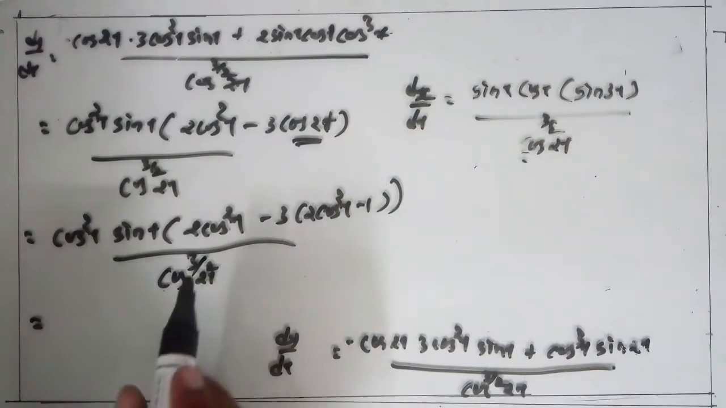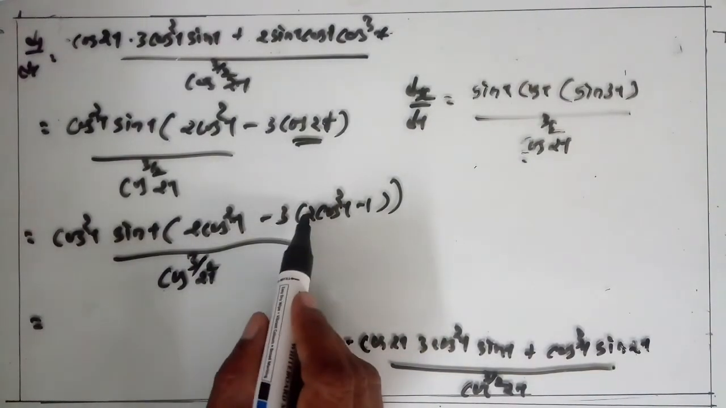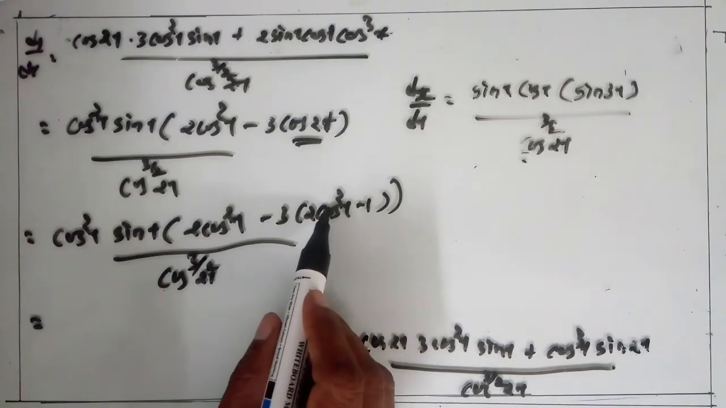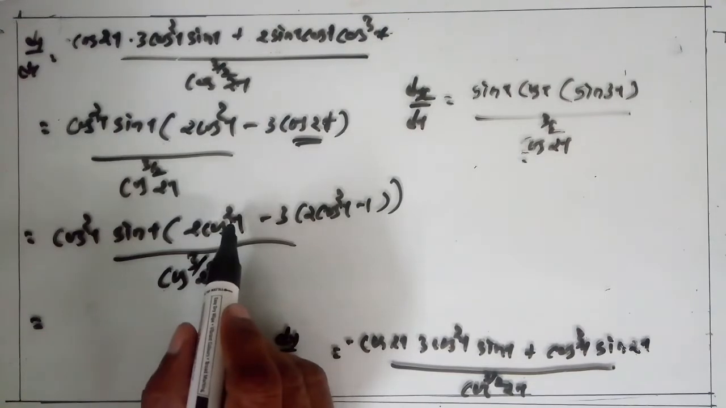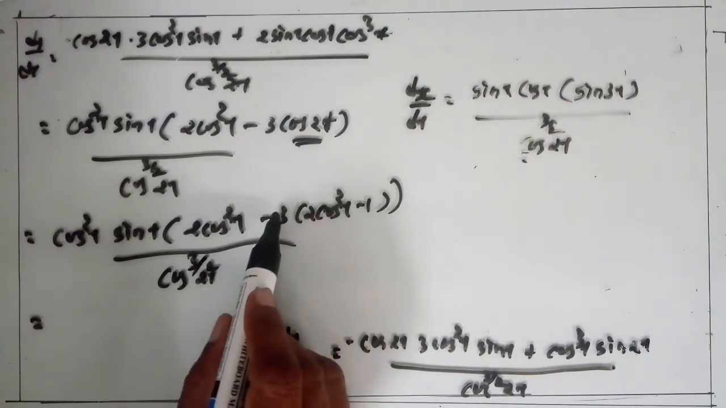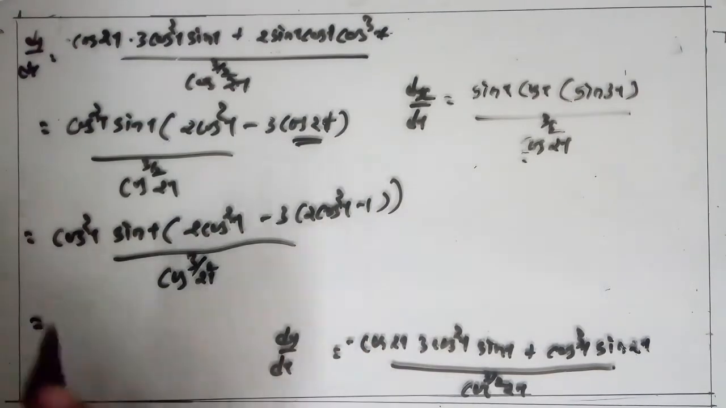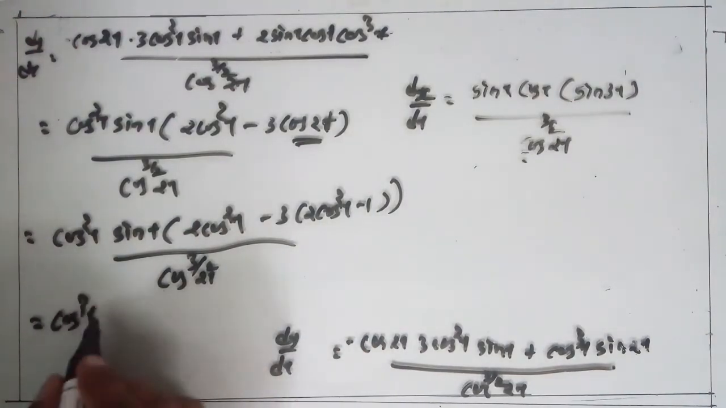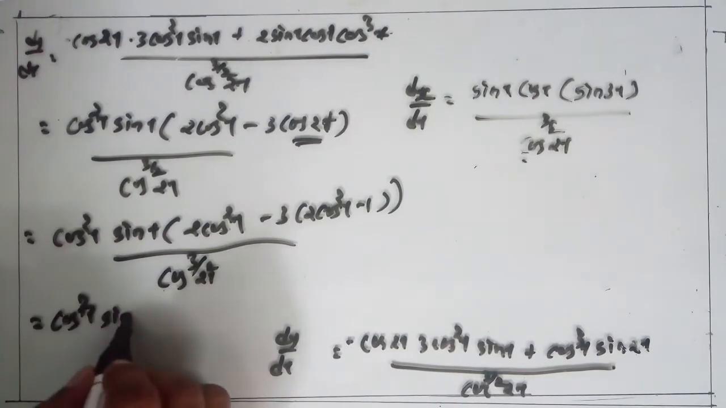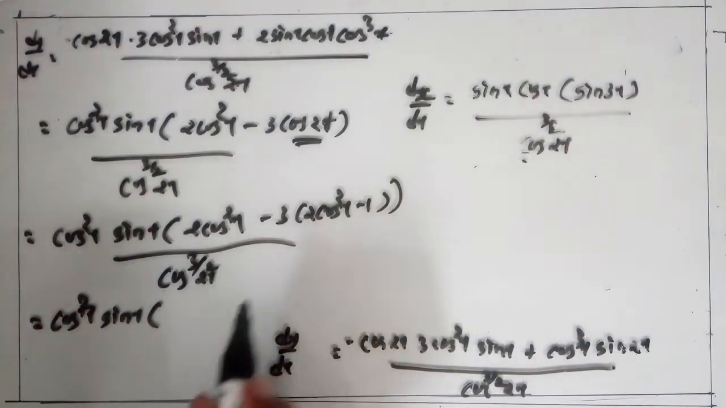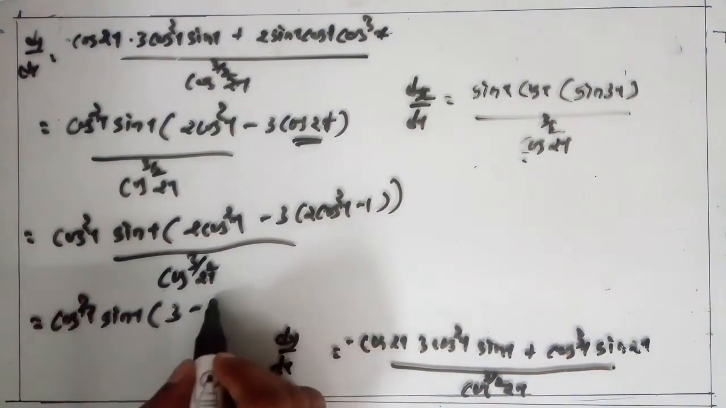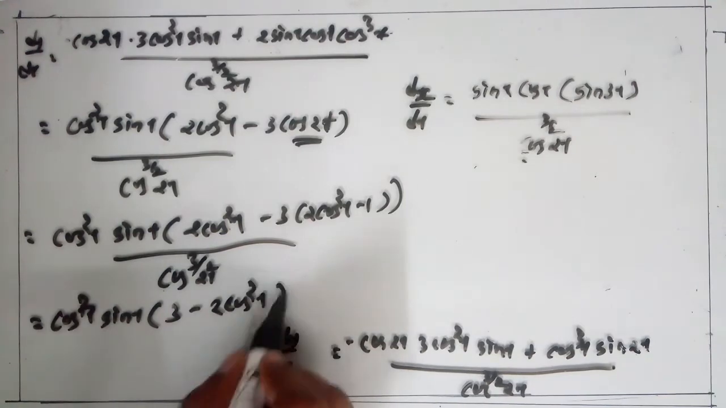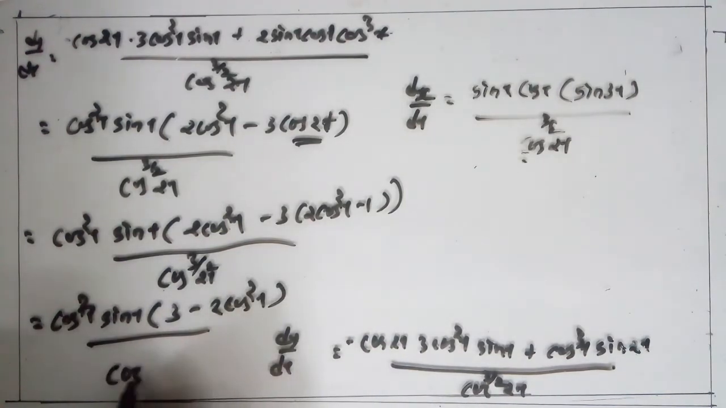Clear? So is equal to, 3 take inside, so 3 to 6 cos square t, minus 6 cos square t plus 2 cos square t becomes minus 4 cos square t, and minus 3 minus 1 becomes plus 3. So here we get cos square t sin t into minus 4 cos square t plus 3. Clear? Upon cos 2t raised to 3 by 2.